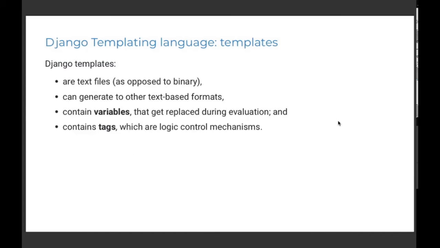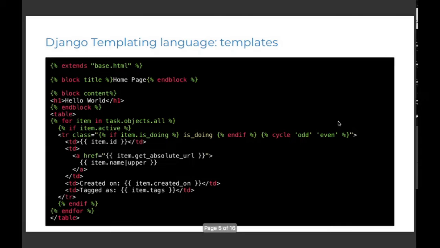So what are Django templates? Django templates are essentially text files as opposed to binary files, okay? So they are source files. Django templates can generate other text-based formats. They contain variables that get replaced during evaluation and render, and they contain tags, which are logic control mechanisms. Okay, so this is a sample of a template.